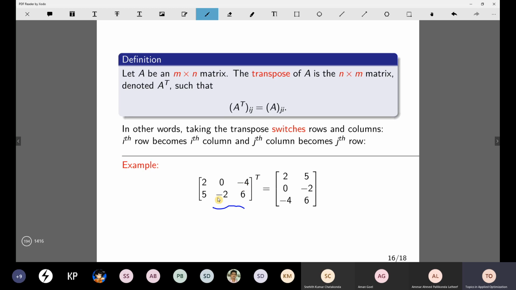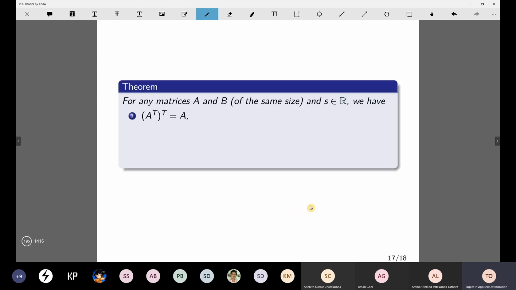So for example, here is the transpose example. So 2, 0, minus 4, 5. If you take a transpose of this, then it becomes this matrix. Some of the theorems for transpose are: if you do transpose two times, then you get back the same matrix. The transpose of the sum is the sum of the transposes. And if you have scalar times A and then transpose, then nothing happens to the scalar. There is no point in doing transpose of the scalar, right? Transpose only makes sense for vectors and matrices.